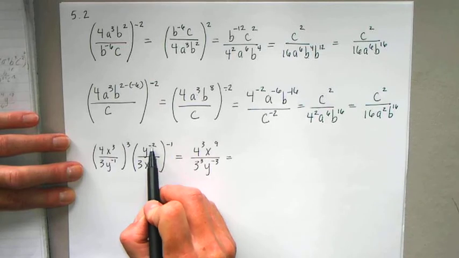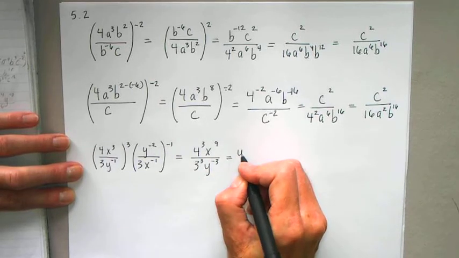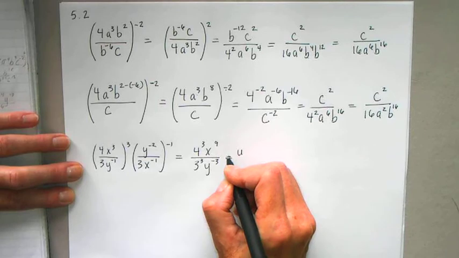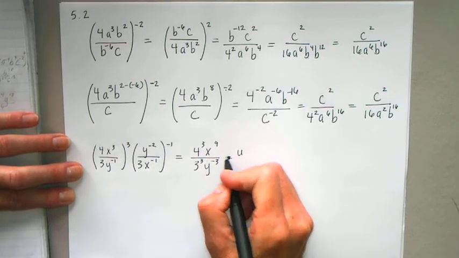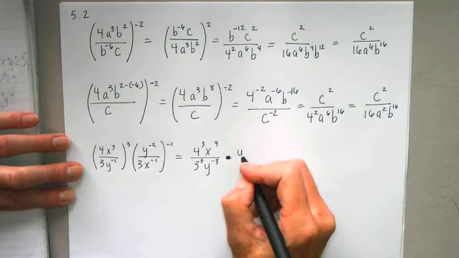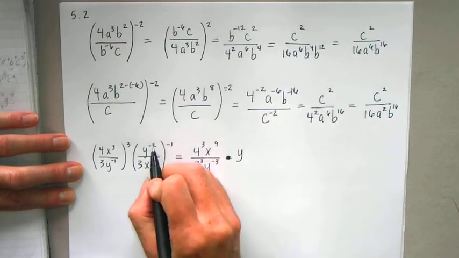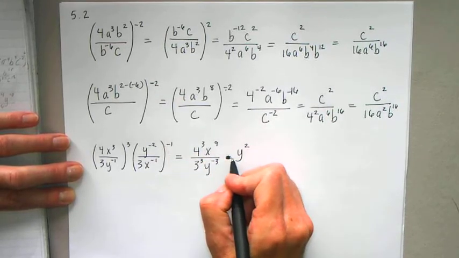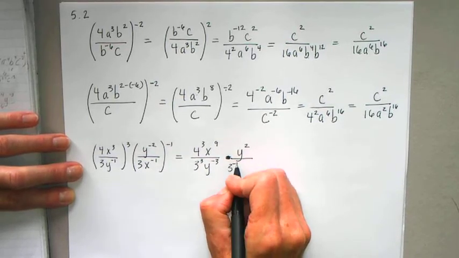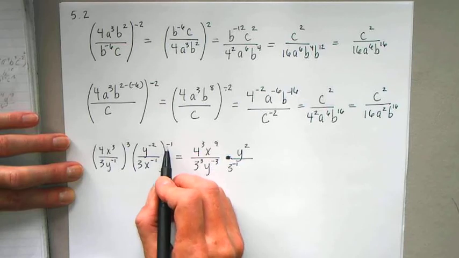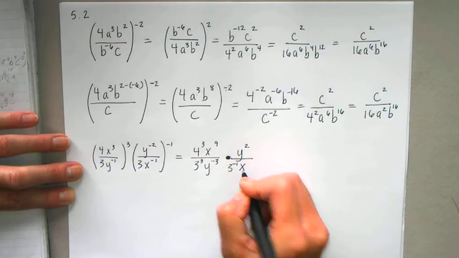So negative 2 times negative 1 becomes positive 2. Oops, this isn't equals, this is times. Because this is this times this. And I just did the first one. So it's this times, I've got now y to the positive 2 all over 3 to the negative 1. And x, negative 1 times negative 1 is positive 1.